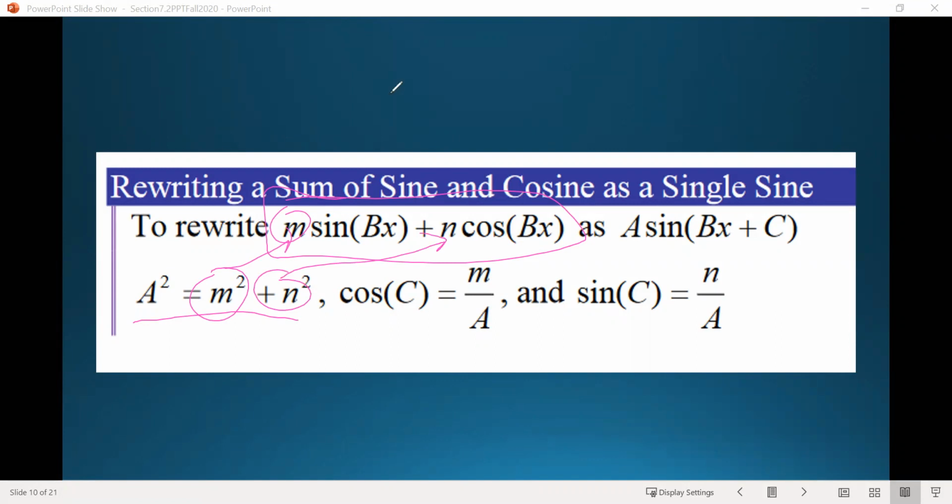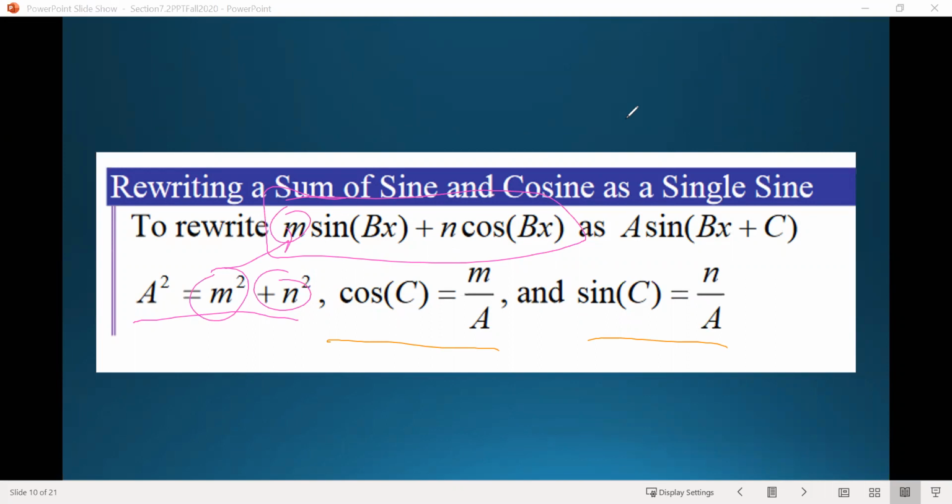And then we can find the value of c by noting that the cosine of c is given by the ratio m over a, and the sine of c is given by the ratio n over a. In this case, we need to set up both of those ratios in order to find the value of c, and I'll talk more about why that is.